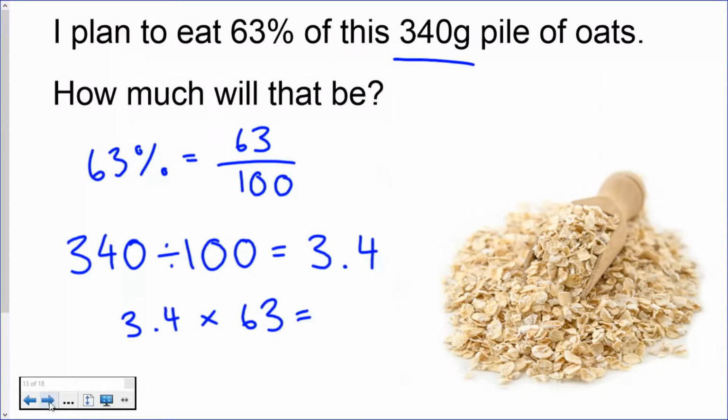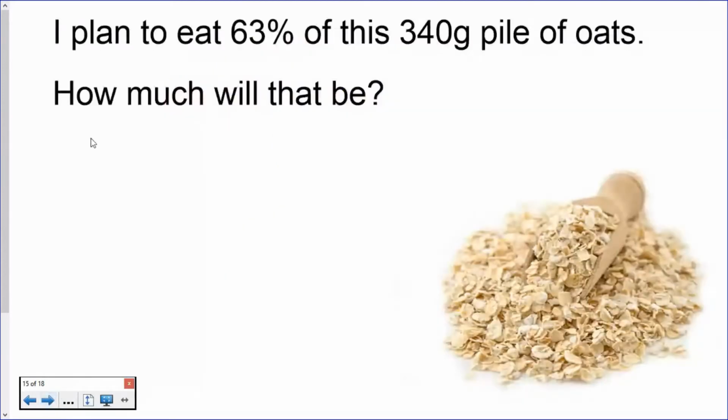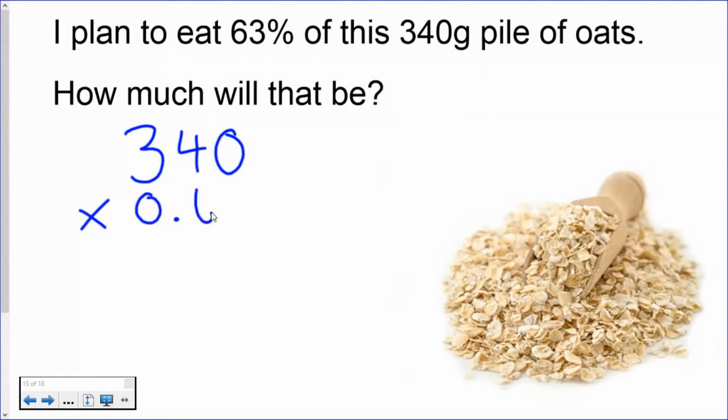But you know what else you can do? You can also use what you know about decimal equivalents. I linked to something else I've learned. So, as well as finding 1% and times it by 63, what I could also do is start with 340 and multiply it by the decimal equivalent of 63%. What's 63% as a decimal? Glad you asked. It's 0.63.